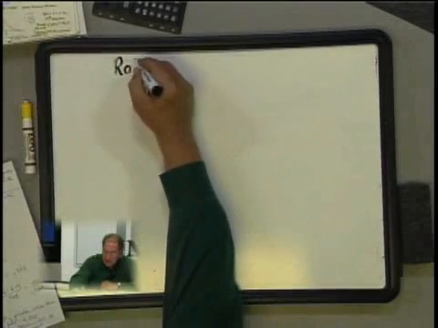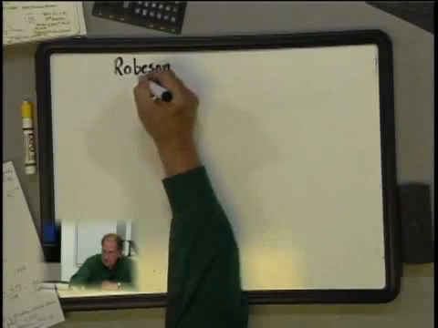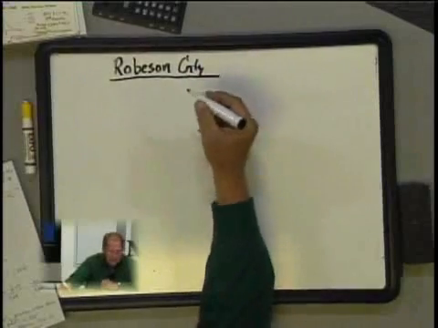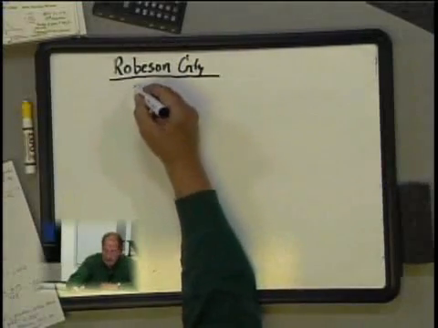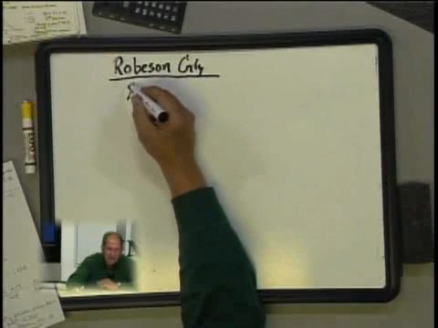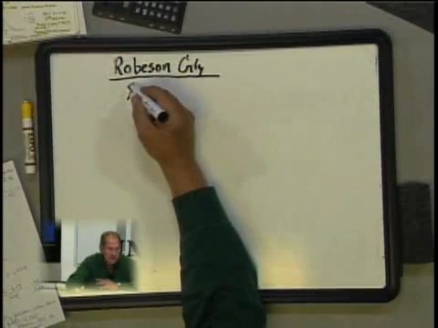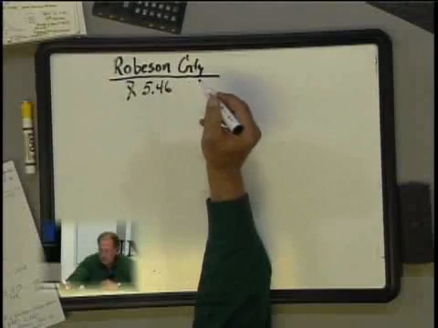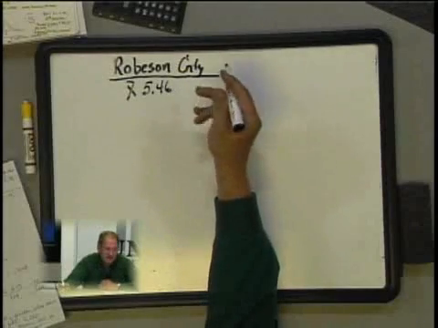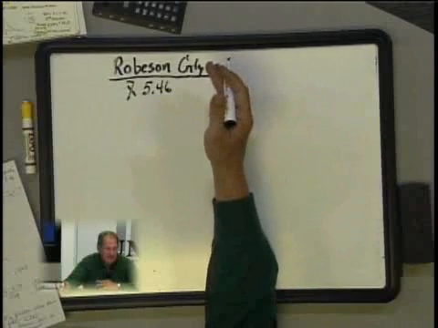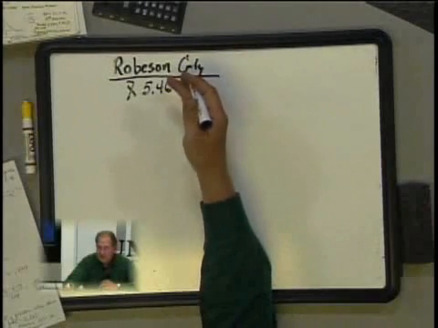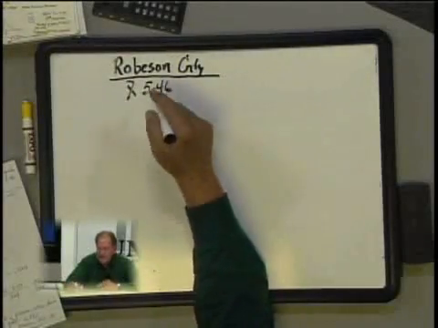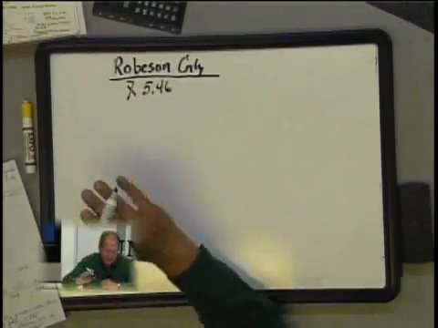In Robeson County, we find that we have a mean height, and go with me on this decimal. I'm going to say it's 5 foot something here. Our mean height is 5.46. Or let's just say 5 foot 4 inches. That's not what it is, obviously. It's more like 5'5". But this is their height, 5.46. Forget about feet and inches.